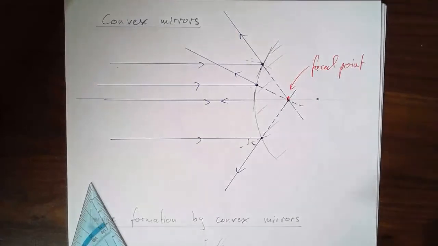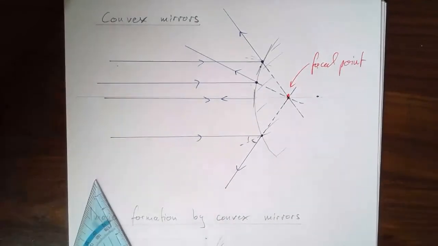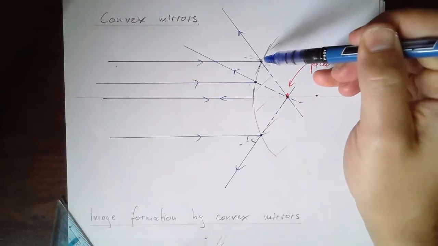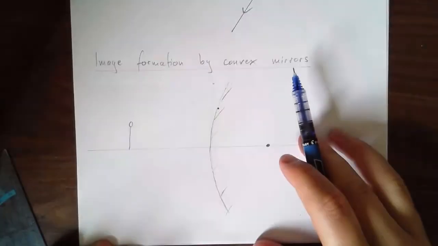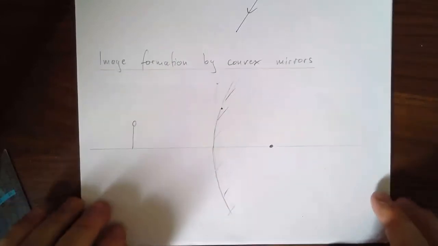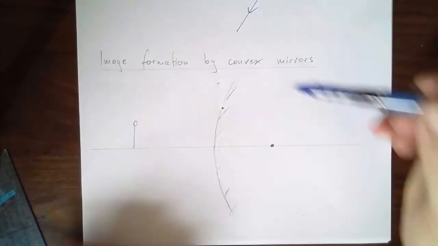So our rules are then, well, parallel becomes focal, focal becomes parallel, just as before. Because a ray that comes in heading for the focal is going to bounce back parallel. Let's construct an image for our pin for this sort of mirror. So we're going to draw two rays. We're going to draw the parallel ray and the focal ray, just as we did before.